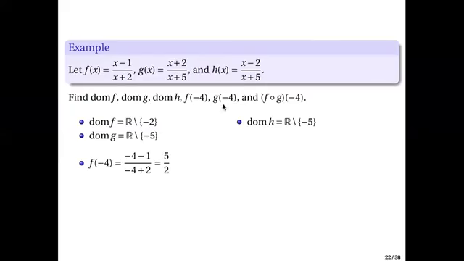And then for g of negative 4, again, we just evaluate here. You have x plus 2 over x plus 5. So when x equals negative 4, you will have negative 4 plus 2 over negative 4 plus 5. In the numerator, you just have negative 2, and in the denominator, you have positive 1. So g of negative 4 is negative 2.